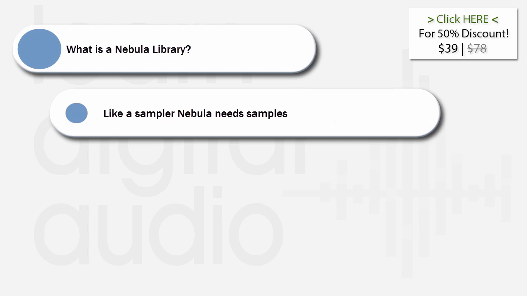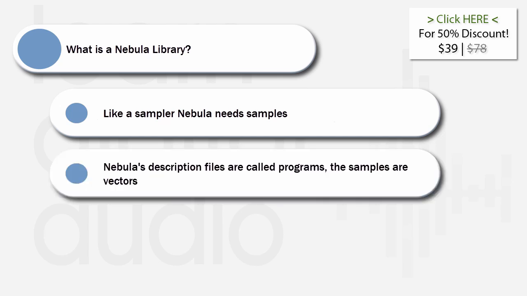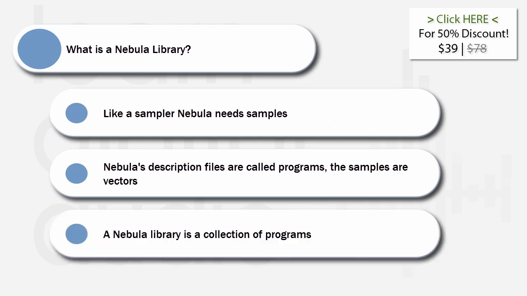It tells Nebula which controls to make available and which settings to use. In Nebula, these description files are called programs. The actual samples are vectors. A Nebula library is just a collection of Nebula programs based on one bit of sampled hardware. This is how they are usually supplied, and that is how we refer to a library from now on.